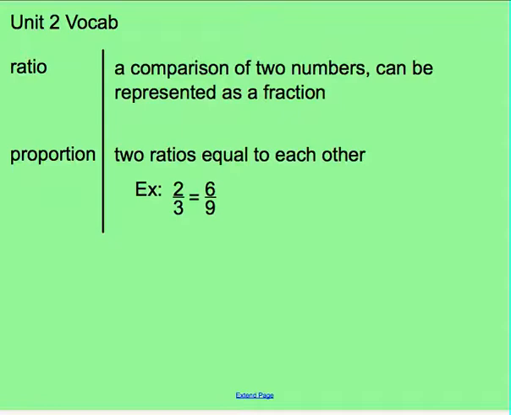For example, 2/3 equals 6/9. If you think about multiplying numerator and denominator by 3, 2 times 3 gives us the 6, 3 times 3 gives us 9. So one form of a proportion are equivalent fractions, not necessarily in simplest form.